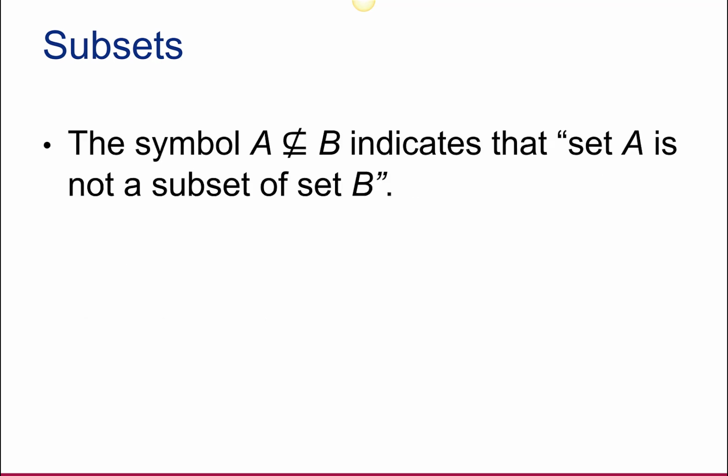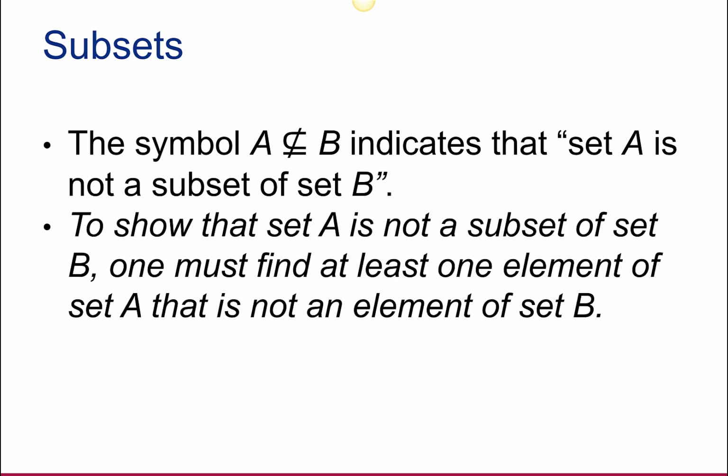This symbol indicates set A is not a subset of set B, similar to what we saw in the last section when we worked with the symbol for element and not element. To show that set A is not a subset of set B, one must find at least one element of set A that is not an element of set B.